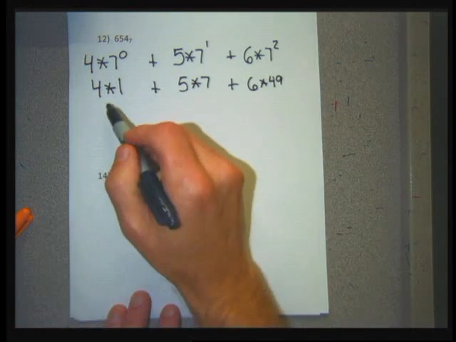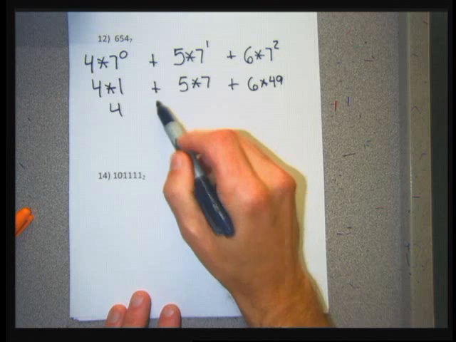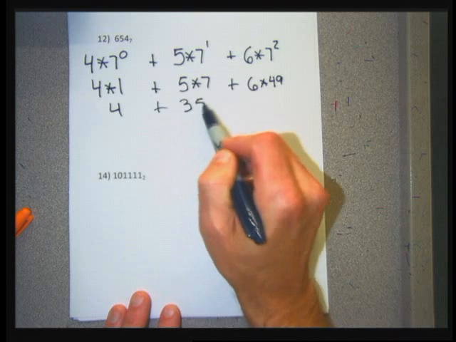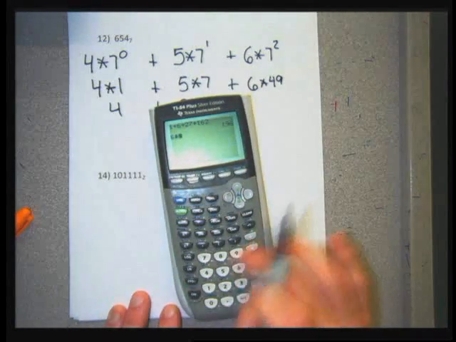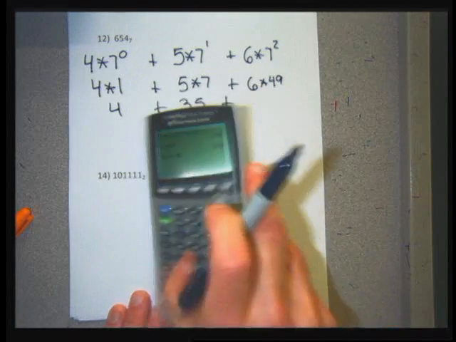Now I'll do the multiplication. 4 times 1 is 4. 5 times 7 is 35. And to be safe, to figure out what 6 times 49 is, I'll just multiply and get 294.